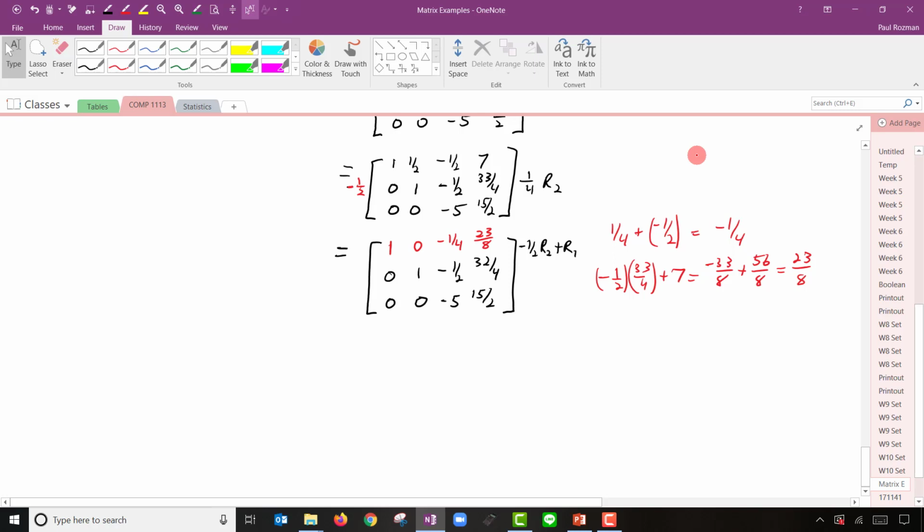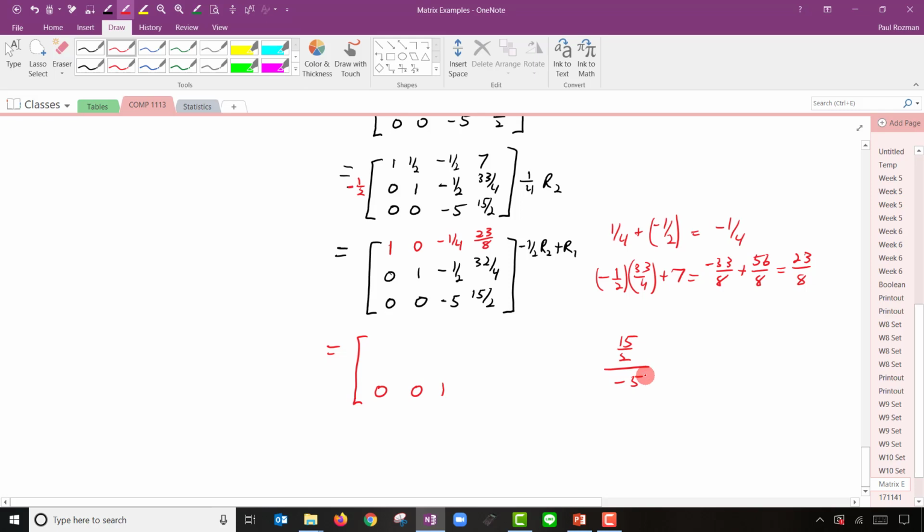And now we continue on. The next step, you can see that we have this column the way we want it. We're down to converting this minus 5 into a 1 to create a pivot for this column. We can do that pretty easily. Just divide by minus 5. So 0, 0, 1. 15 over 2 divided by negative 5.